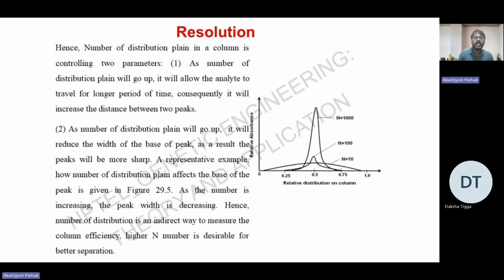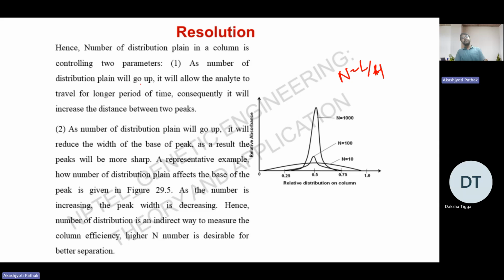So now, what is resolution? As I was explaining, n equals L by H. For that you need to know the length, and also you need to know the height. But just looking at the chromatogram profile, you can see which has a better resolution, by the peak width and the peak height.